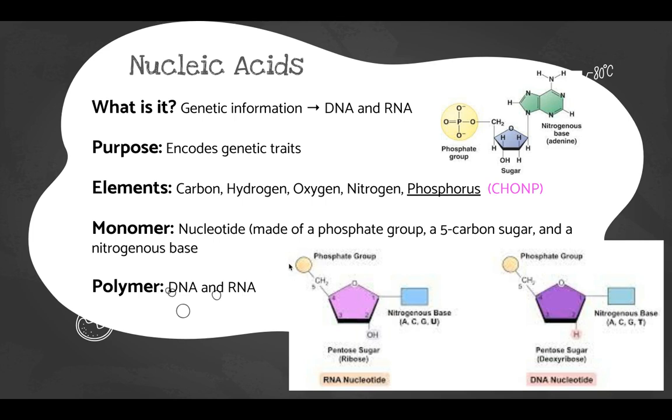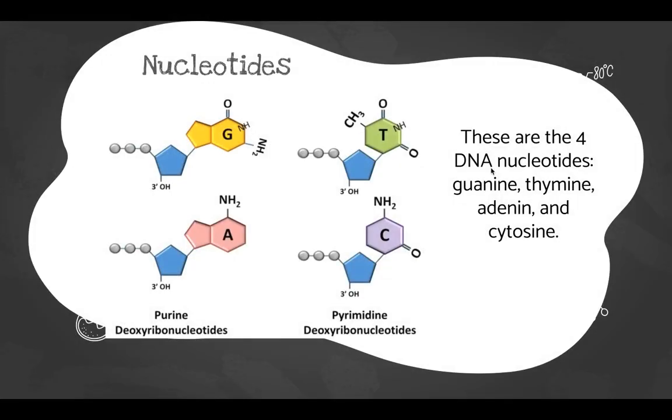Again, we have a phosphate group, a sugar, and a nitrogenous base. So there are 4 different DNA nucleotides, so 4 building blocks to make up anything that has DNA, okay? We have guanine, thymine, adenine, and cytosine. And we'll talk about all of those in greater detail later. But notice they all have a phosphate group, sugar, nitrogenous base. These are all subunits of nucleic acids that are called nucleotides. Lots of nucleotides together make up a nucleic acid like DNA or RNA.